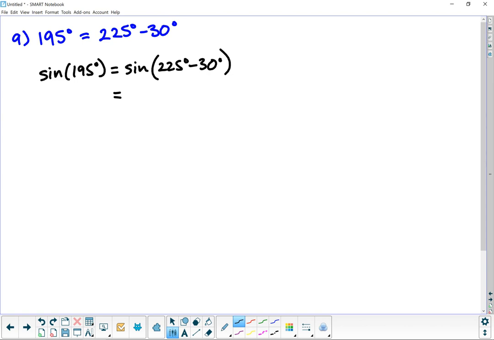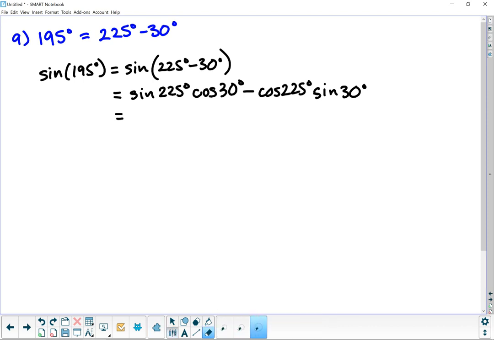The formula for the subtraction of sine is going to be sine 225 degrees cosine 30 degrees minus cosine 225 degrees sine 30 degrees. Okay, and again, if I'm going a little too fast right before I start the answer, go ahead and pause it. Okay, go ahead and pause it if you need a little time right now.